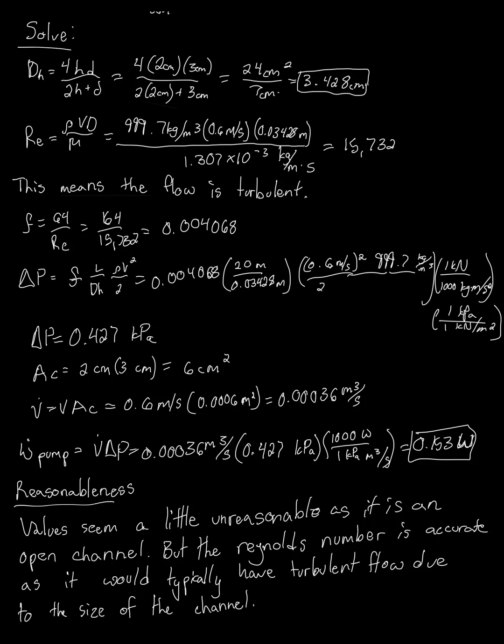The area then is just 2 centimeters by 3 centimeters, the cross-sectional area. So we get 6 centimeters squared. Then to find the volumetric flow rate, we take the velocity times the cross-sectional area, which is 0.6 meters per second times 0.0006 meters squared. And so then to find the work of the pump, you plug in the volumetric flow rate times the delta P.